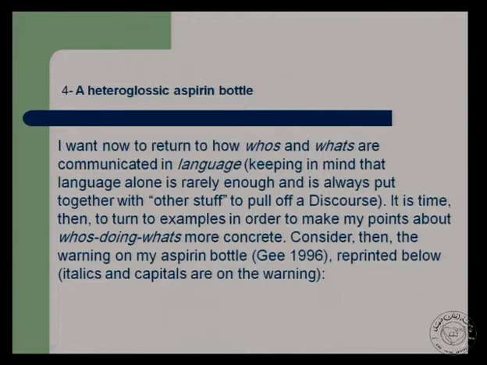Of course, if you are not a specialist, you will read the warning on the bottle without thinking of the connotations that might be related to these words. Listen now. It is time then to turn to examples in order to make my points clear. Consider then the warning on my aspirin bottle, G's bottle, printed below. Italics and capitals are in the warning. Let's have a look at the warning written on the aspirin bottle and how two discourses are there.